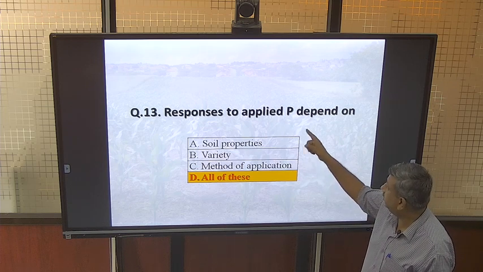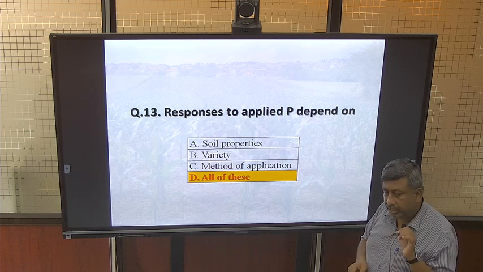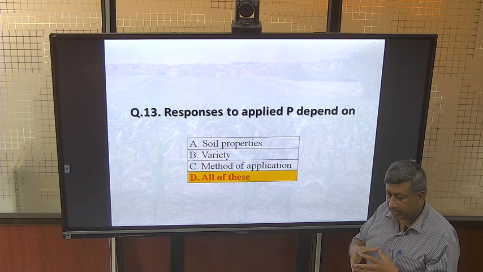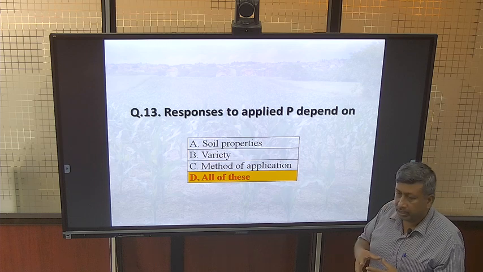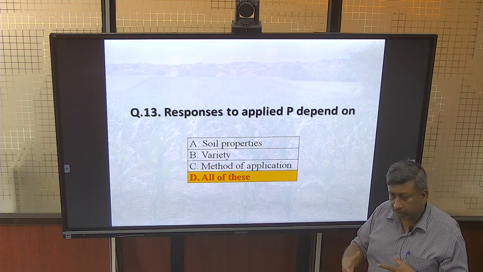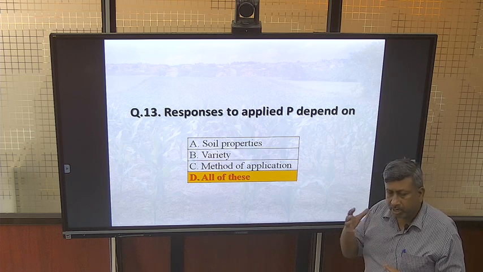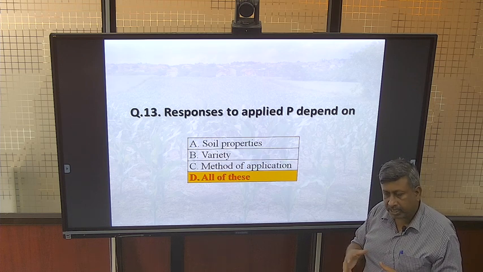So, this question is related to phosphorus. In case of phosphorus application, soil properties are very important. In fine textured soil, clay is more and there is more binding of phosphorus with the clay, and phosphorus gets fixed. Then varieties, some varieties require more phosphorus because of more biomass production. For example, hybrids, in case of maize hybrid, more biomass production, more yield, that is why they require more phosphorus, and response is more at high dose of phosphorus.